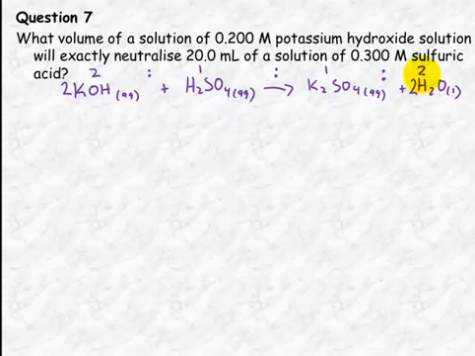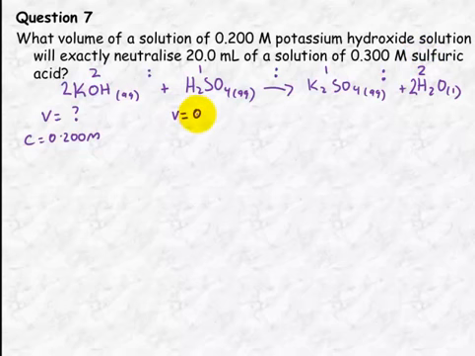What volume of a solution of 0.2 molar? So we're looking for the volume equals question mark, and it's got a concentration of 0.200 molar. Yep, will exactly neutralise 20 mL of a solution of 0.300 sulfuric acid. So V equals, remember it needs to be in litres, 0.02 litres. This is your biggest mistake that you're going to make, that you don't convert this into litres.